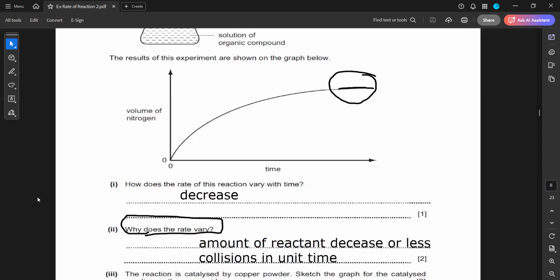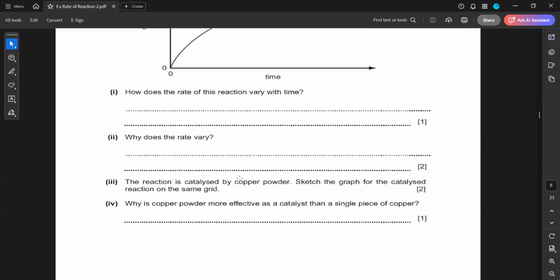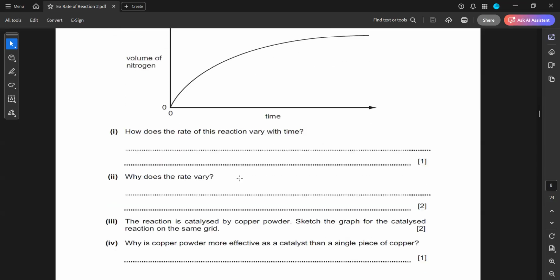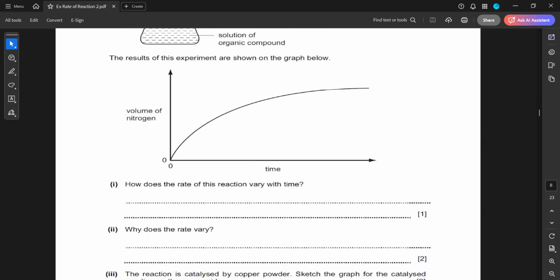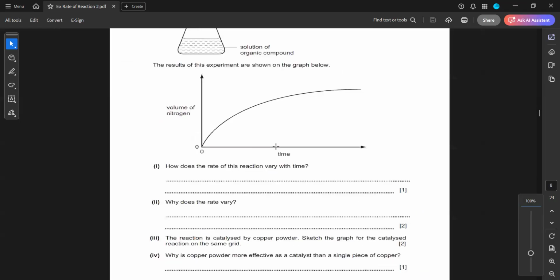The next is the reaction is catalyzed by a copper powder. Like we use copper as a catalyst. We have to sketch a graph for a catalyzed reaction. If I draw a graph like this, is it correct? No, sir. It's wrong, because the reaction should be faster, the slope should be steeper. If I draw like this, is it correct? Yes, sir.